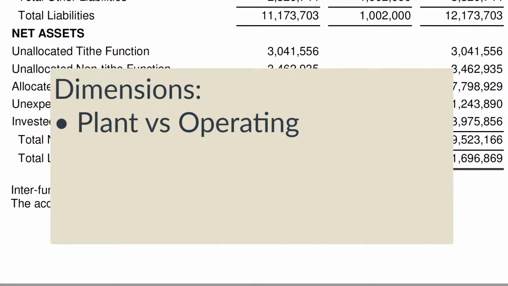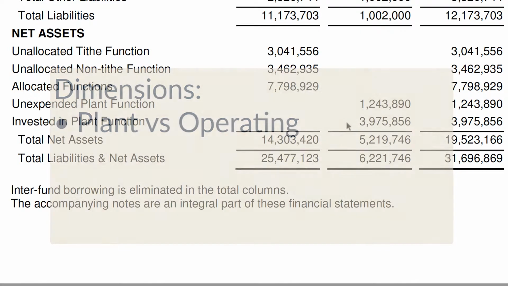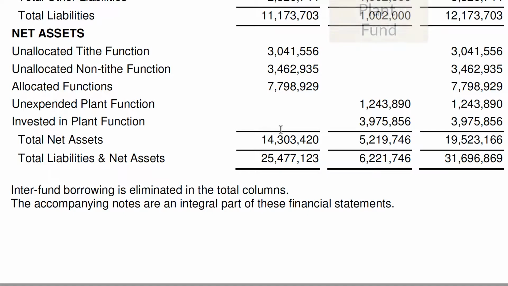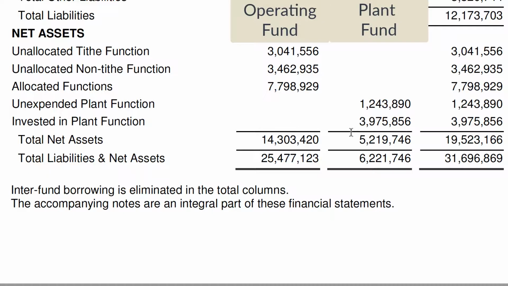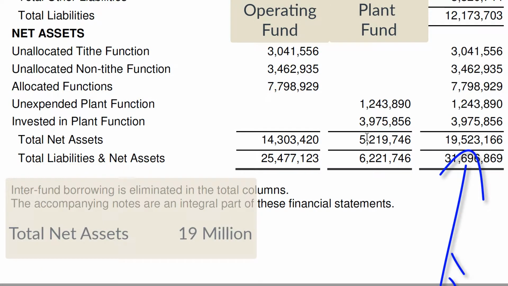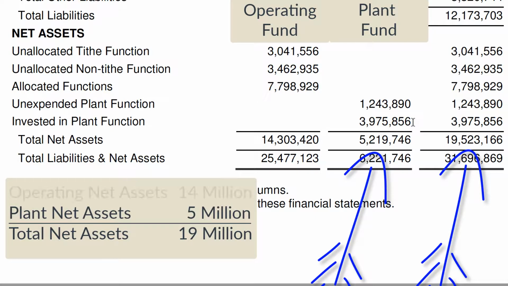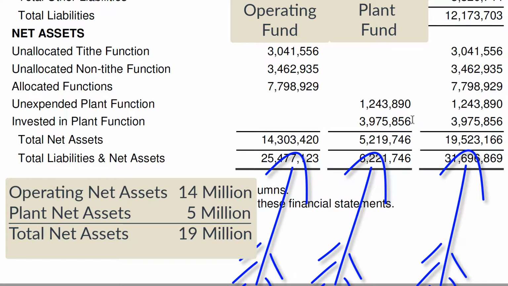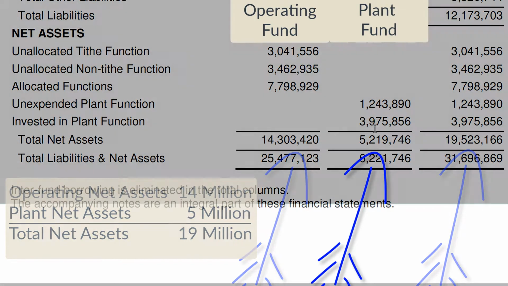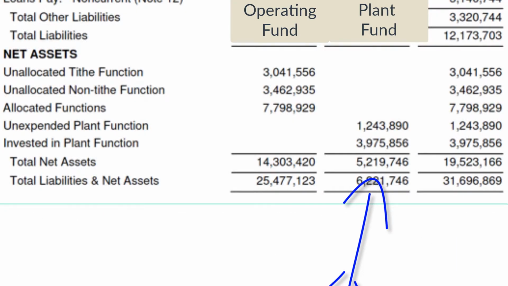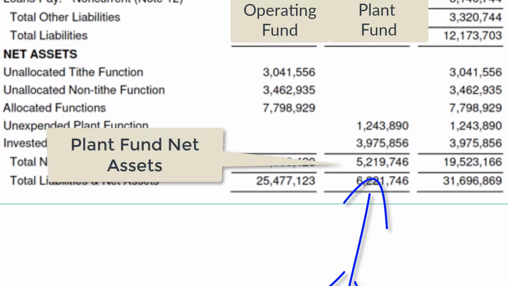The first dimension by which we're going to slice and dice the assets is between the two funds, the plant fund and the operating fund. We have 19 million in net assets. 5 million of them are in the plant fund and 14 million are in the operating fund. So let's look closer at the 5 million. The big fact about the 5 million is that it is not available for operations. You'll see that in a minute.